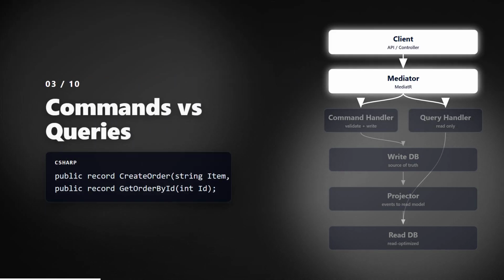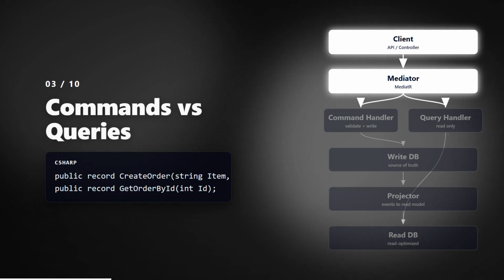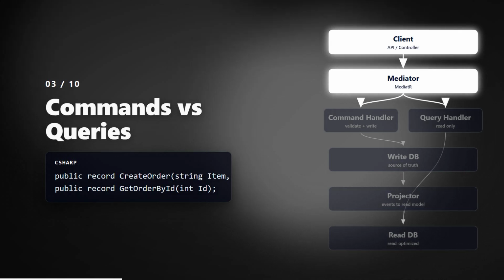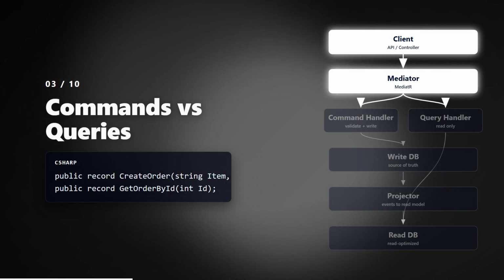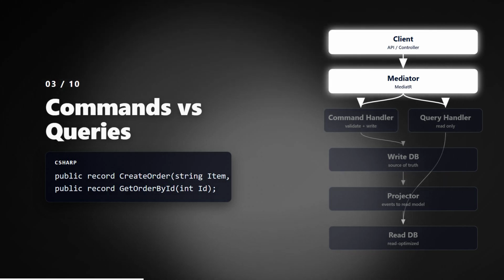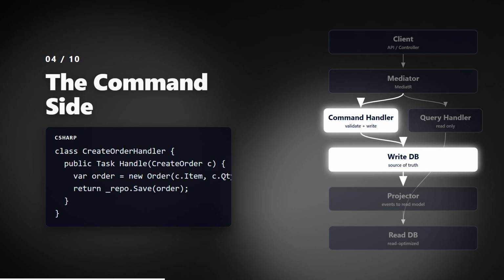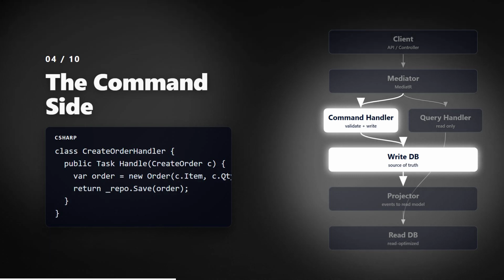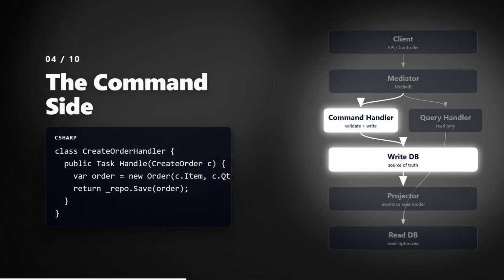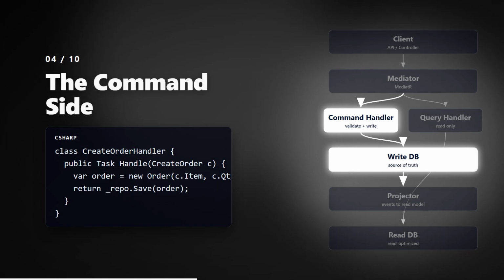A command changes state and returns nothing meaningful. A query reads state and never changes it. Separating the two makes every operation's intent crystal clear. Commands flow through handlers that validate input, apply business rules, and then persist the change. Each command has exactly one handler that owns that behavior.